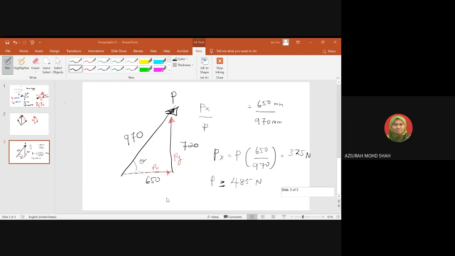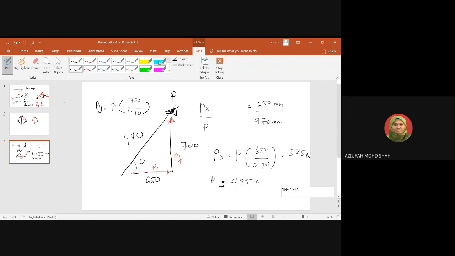Right. So how we get the vertical component? In the question, it is stated vertical component. So it will be Py lah. So how we get Py? So Py dapat berapa Py? How to write the formula of Py? Py is equal to P, what divided with what? 720. Yes, over, yes, itu saja.